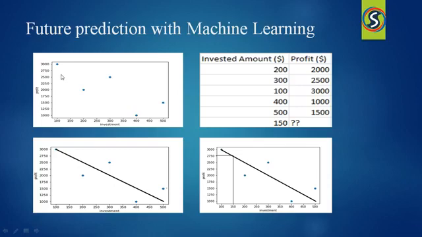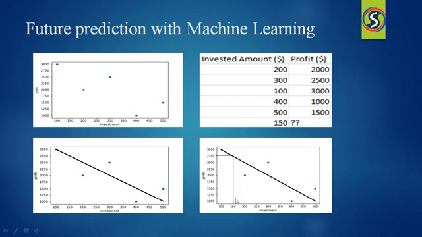So to predict the future, I just drew a line through the middle of all the points. In the entire machine learning, we try to predict this line, either a classifier or a regressor, that doesn't matter. We try to get this line itself. With this line, we will predict what will happen in the future. Suppose if I invest $150, then my profit is around $2,750.